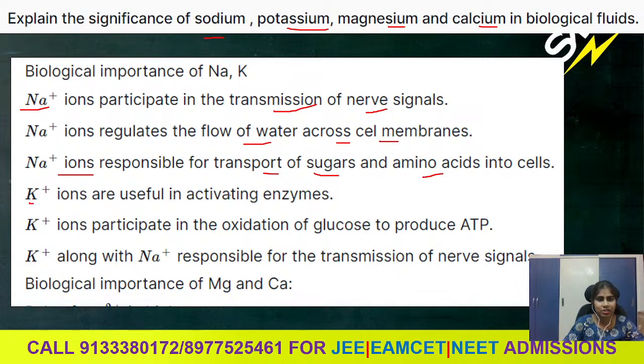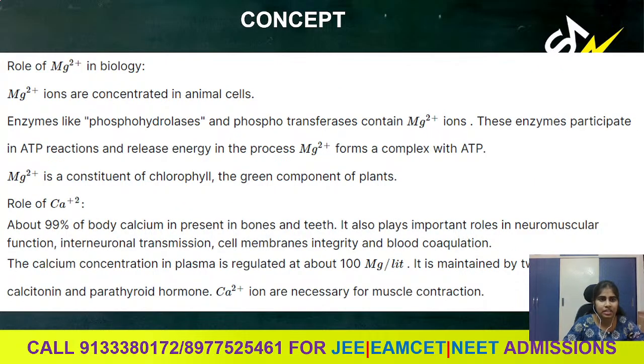K+ ions are useful in activating enzymes, and K+ ions participate in oxidation of glucose to produce ATP, adenosine triphosphate. K+ and Na+ are responsible for transmission of nerve signals. So these are the importance of sodium and potassium. And next, magnesium and calcium.